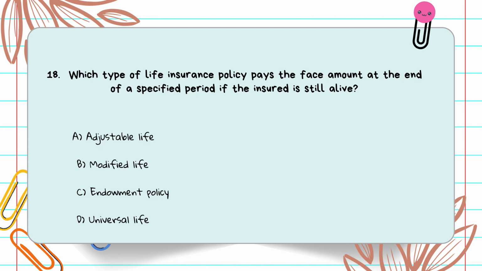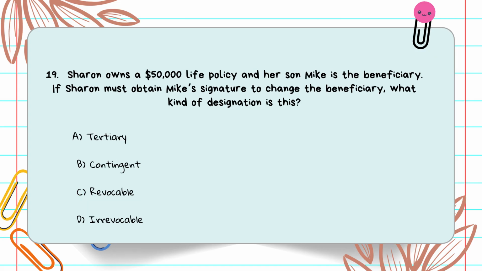Question number 18. Which type of life insurance policy pays the face amount at the end of a specified period if the insured is still alive? A, adjustable life. B, modified life. C, endowment policy. D, universal life. An endowment policy pays the face amount at the end of a specific period, if you're still alive. The answer is C, endowment policy.